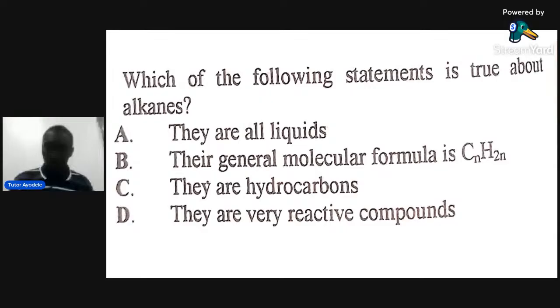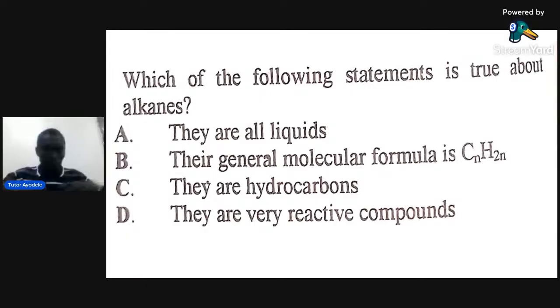Alkanes, are they hydrocarbons? Yes. I mentioned that alkanes are always hydrocarbons. Option D says they are very reactive. No, they are not reactive. Let me tell you something here. Alkanes are not reactive. Why? Because they are completely filled. The atomic number of carbon is 6 and its valency is 4. So carbon needs 4 other electrons to be stable. You understand now? So alkanes are stable.